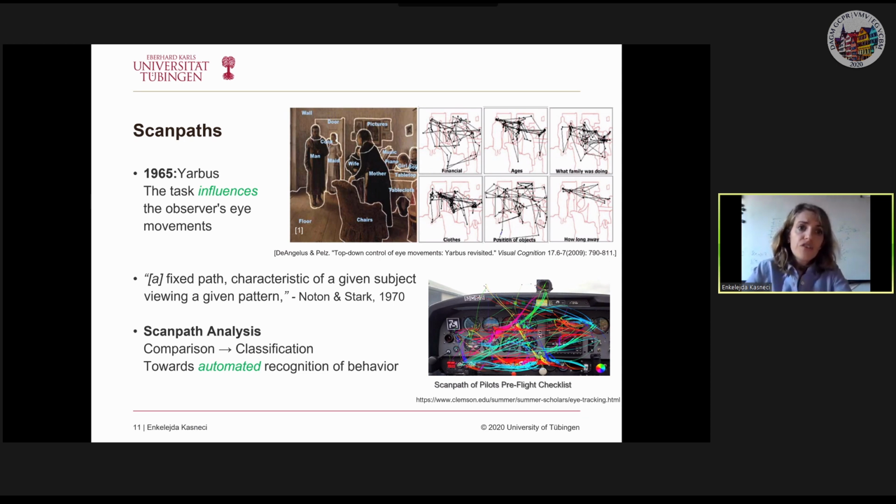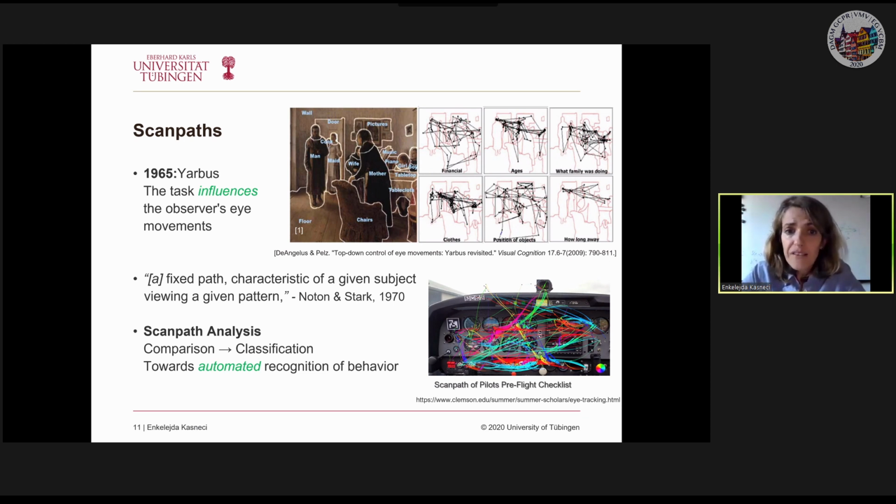So the unexpected visitor painting is probably one of the most famous visual stimuli shown in the area of eye movement research. Later in 1970, Norton and Starr coined the term of visual scanpath as a fixed path characteristic of a given subject viewing a given pattern. And the scanpath analysis is a whole area of research, meanwhile quite challenging, with the aim of extracting information about different things.